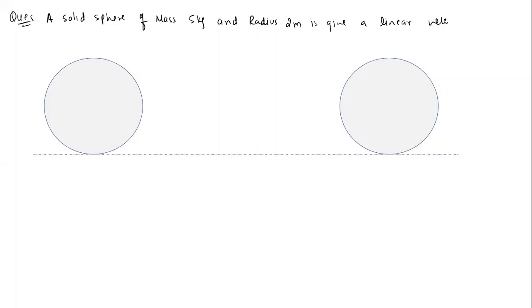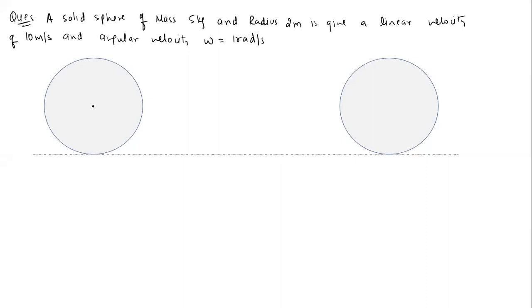Next, now do one problem. Question is: a solid sphere of mass 5 kg and radius 2 meter is given a linear velocity of 10 meter per second and an angular velocity of 1 radian per second, as shown in the figure.